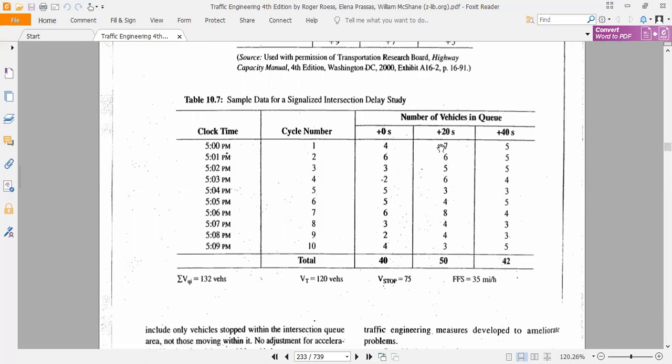After 20 seconds, that is 5:00:20, the number of vehicles in the queue is 7, and then at 5:00:40 the number of vehicles in the queue is 5. Why did it reduce from 7 to 5? Because during this time the light turned green, so some of the vehicles move out of the intersection and the queue reduced. Then at 5:01:00 the number of vehicles in the queue was 6.